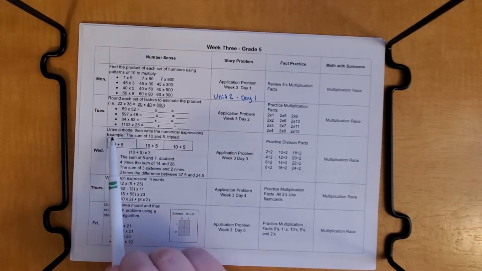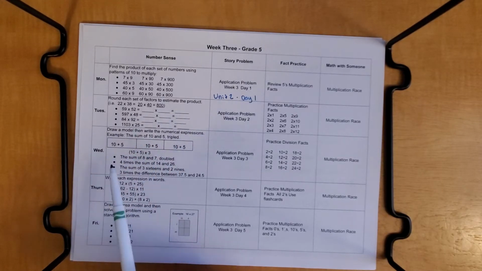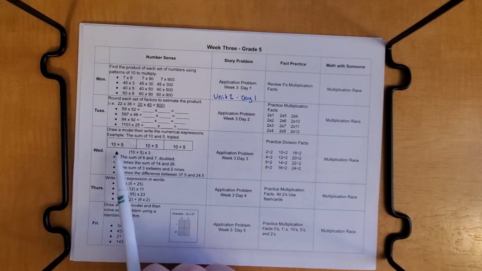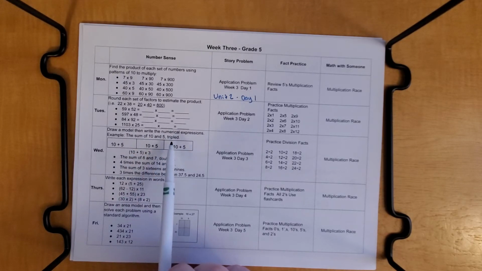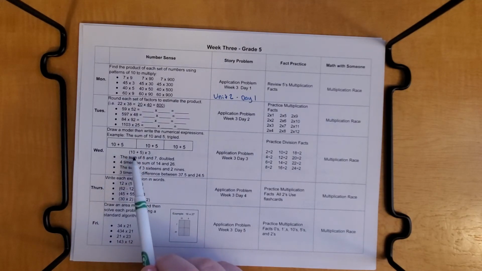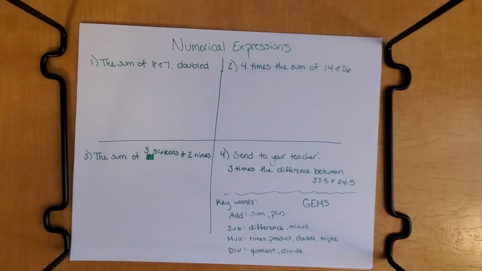Right now, before I go on, it says draw a model, then write the numerical expression. Example, the sum of 10 and 5 tripled. Sum is a word for addition, so I'm going to add my 10 and 5, and then tripled means do it 3 times. So she drew it once, twice, and then a third time. The tricky part is going down here and remembering your order of operations. If I want 10 and 5 to stay together, they need to be in parentheses so that when I times it by 3, it works. By the rules, if the parentheses weren't there, you'd have to do 5 times 3 plus 10, which doesn't match this. So you gotta be kind of careful how you write today.